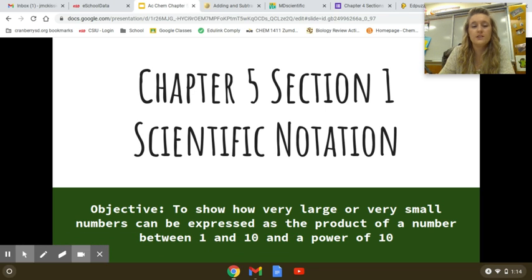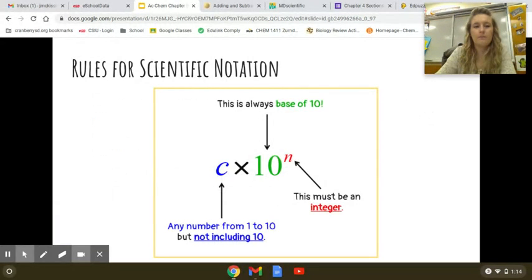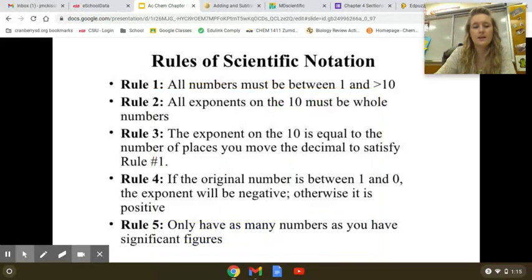Okay, guys, so this is chapter 5, section 1, part 2. So last time we talked about creating scientific notation, and I should have talked about going in reverse. So I'm going to talk about that here in a second.